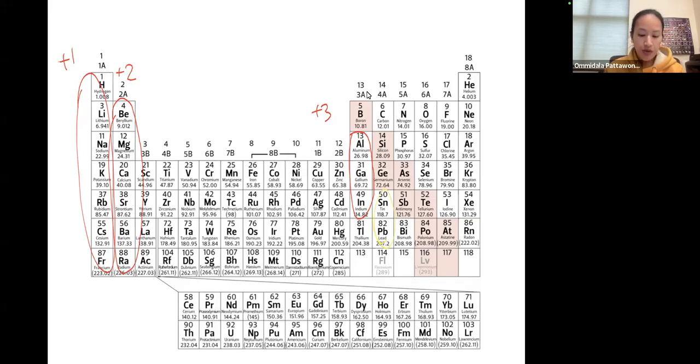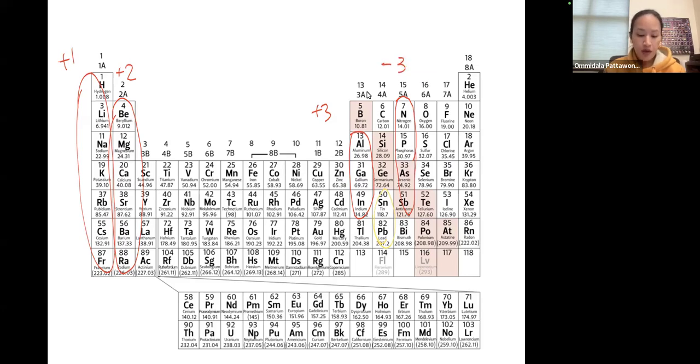So I'm going to skip to group 5A. When this group reacts with metal, they are going to accept electrons, and they are going to accept 3 in order to achieve the octet.